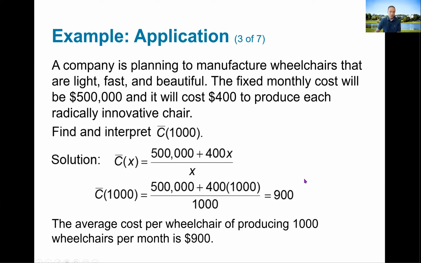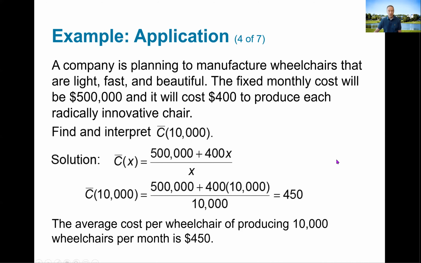Okay, so what if you wanted to ramp up production? Ramp up production, wheelchair ramp, that was funny, yeah, unintended. But what if you wanted to ramp up production in order to create a lower average cost? That typically happens with businesses. They say, well, it's just not profitable for us to make a low number of chairs, so maybe if we produce a greater number, our cost per unit will be less. And in this case, it would be.